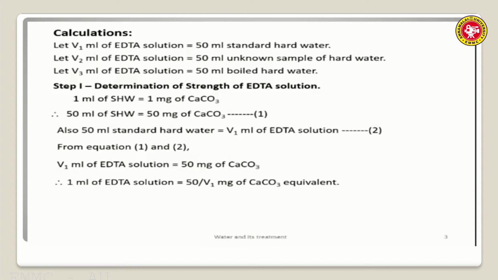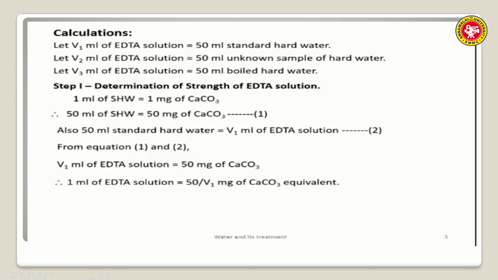Therefore, 1 ml of EDTA solution is equal to 50/V1 milligram of calcium carbonate equivalent. Do you follow? V1 ml of EDTA solution is equal to 50. Why? I have taken 50 ml of standard hard water, and 50 ml of standard hard water has 50 milligrams of calcium carbonate hardness.